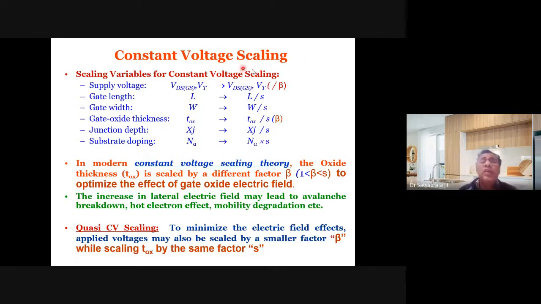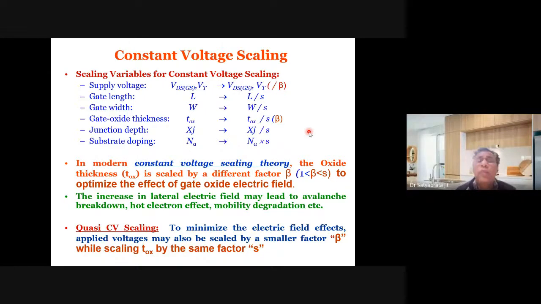Now another technique in scaling theory is constant voltage scaling. Here it was mentioned that you keep the voltage the same everywhere, whatever voltage is there, and only the dimensions are reduced, L by S, again 1.43 times. But the doping concentration is Na times S. In constant field scaling, both were scaled. Here voltages are not scaled, only the dimensions are scaled, and doping is multiplied by S times, right? So this is constant voltage scaling.